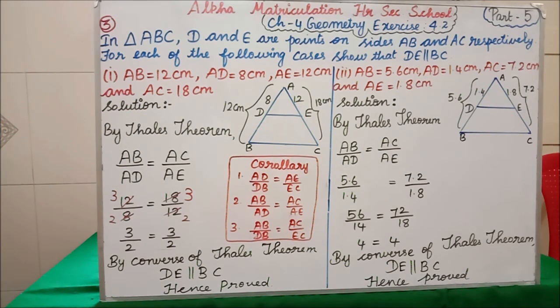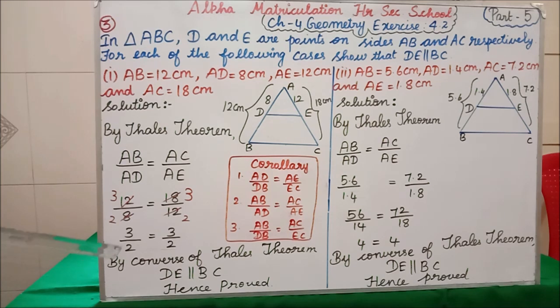Here, suppose if this side you are getting 3 by 2, and if this side you are getting 5 by 2, it means what? By converse of Thales theorem, DE is not parallel to BC, you have to write. Clear students? Only if both the sides are equal, you have to write by converse of Thales theorem that DE is parallel to BC, hence proved. Suppose if it is not coming the same, what do you have to write? DE is not parallel to BC.